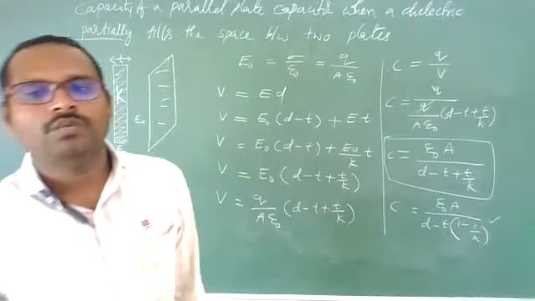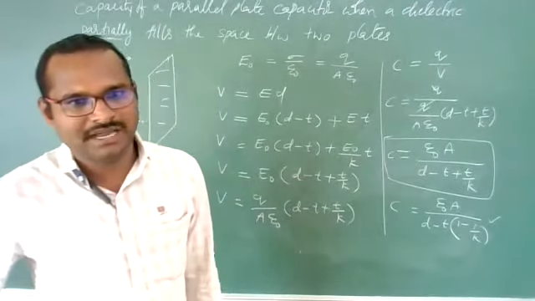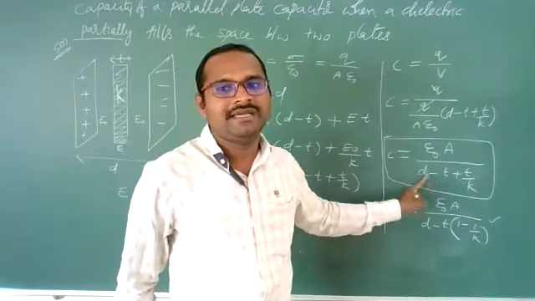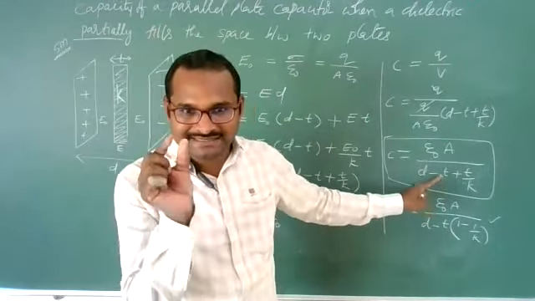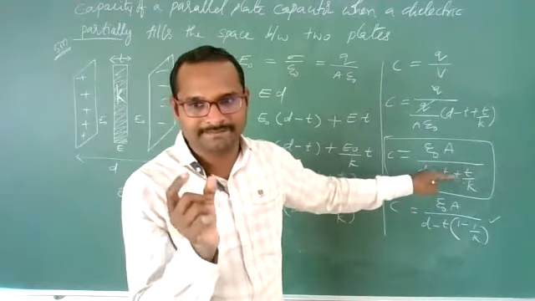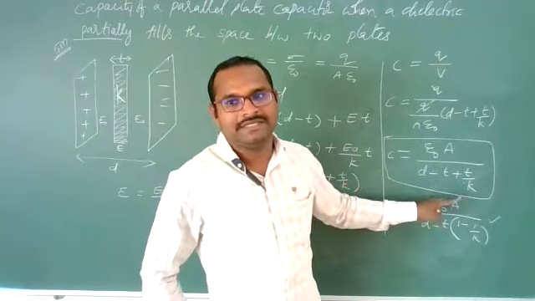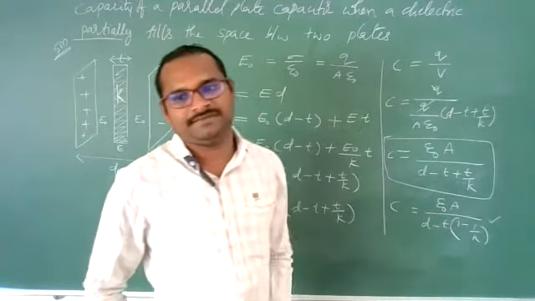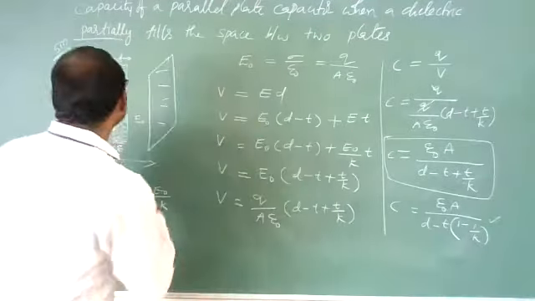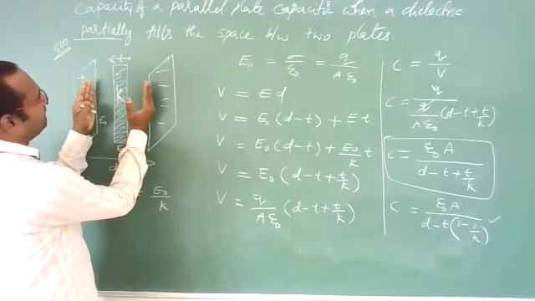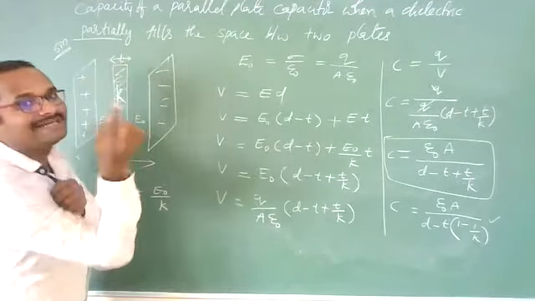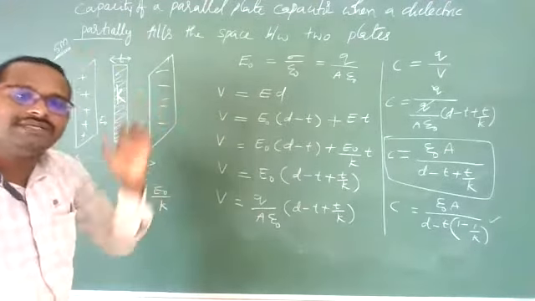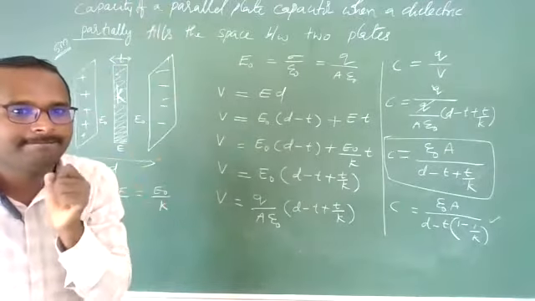So when a dielectric material partially fills the gap between the parallel plates, its capacitance becomes epsilon naught A divided by d minus t, where t is the thickness of the dielectric material, plus t by K. Or it can be written as epsilon naught A divided by d minus t of 1 minus 1 by K. Now let us suppose this dielectric material totally fills the gap, then t becomes d.